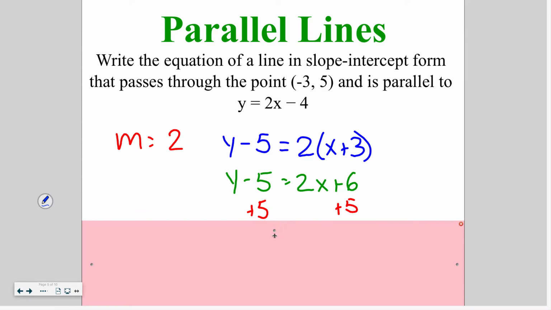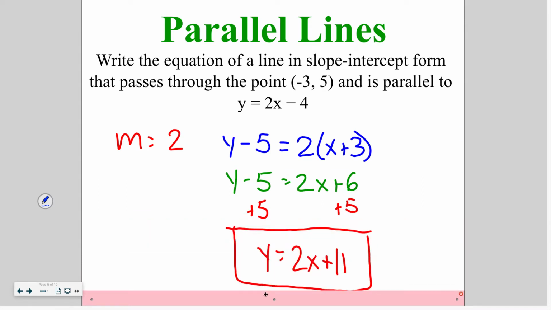You should have gotten an equation of y is equal to 2x plus 11. What I have shown here on the board is using the point-slope option. If you used the slope-intercept option solving for b, and you have a question about something that you did, please let me know when you get to class.